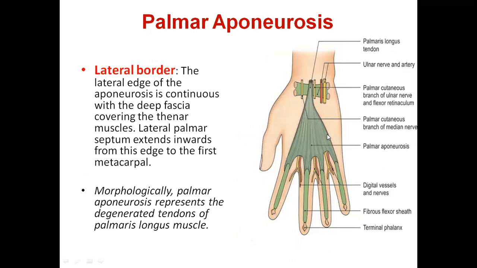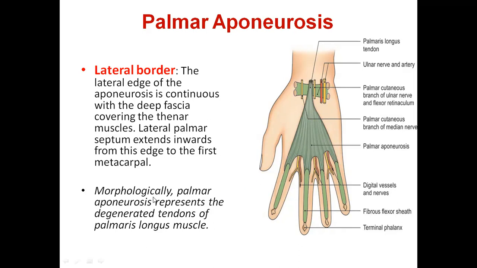Now, after the medial border is done, we will come towards the lateral border. The lateral edge of the aponeurosis is in continuation with the deep fascia of the muscles covering the thenar compartment, that means the thenar group of muscles. The lateral palmar septum you are finding here is extending downwards towards the first metacarpal. So how many such palmar septa have we found now? Medial, intermediate and lateral, which are moving from the deeper aspect of this palmar aponeurosis. I will show you one dissected video also to clear your doubts. Once we finish this, you need not worry.